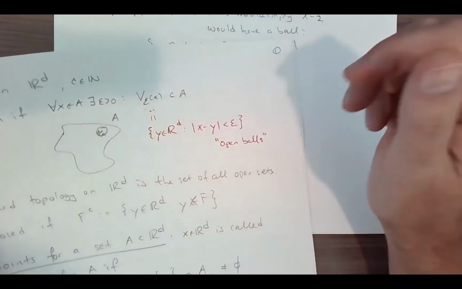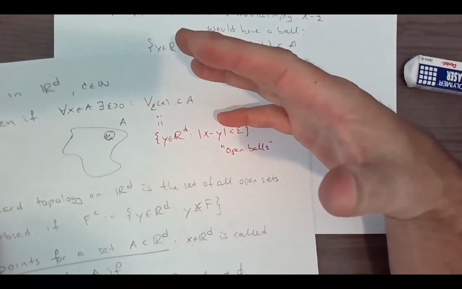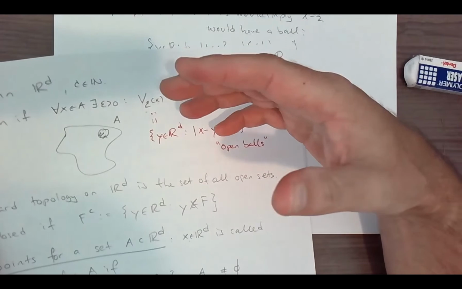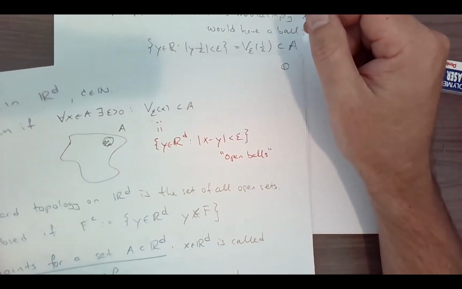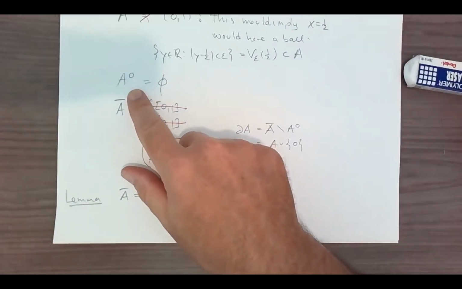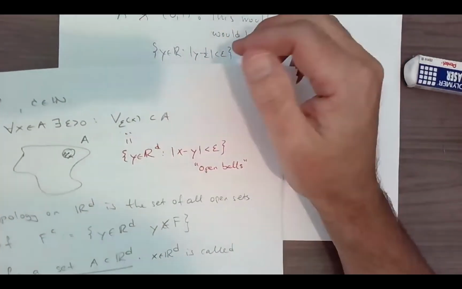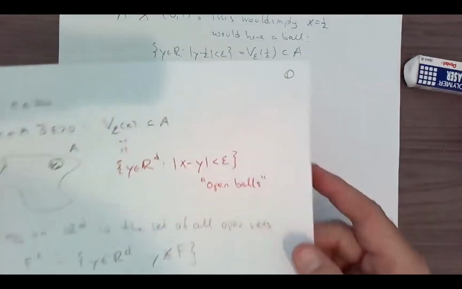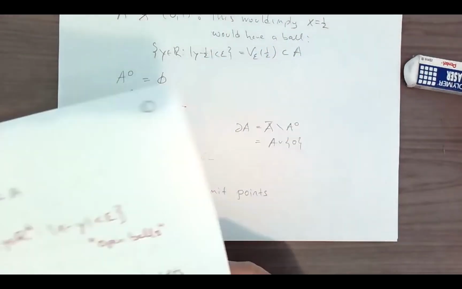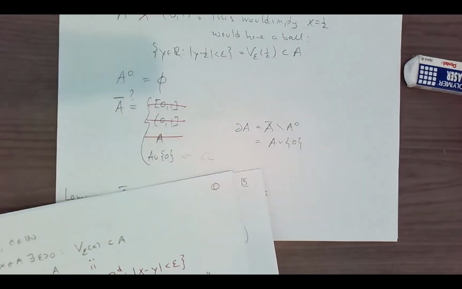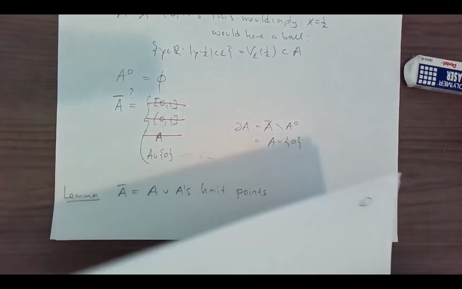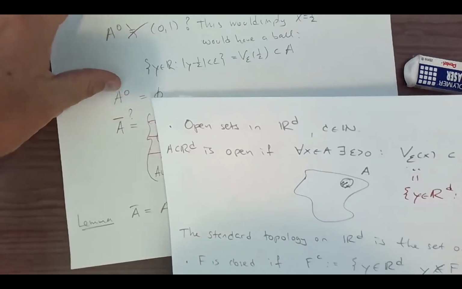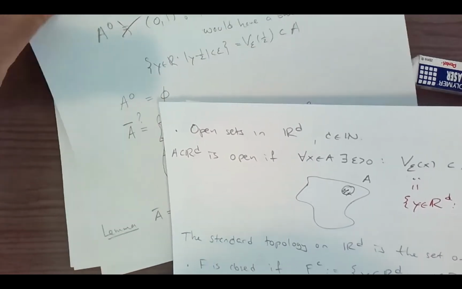And the same thing with the interior, you want a big set that is open, and you want the biggest possible, right? But it has to be inside. So this A open here is the biggest open set that's inside A, right? And then you look at the differences, and this is where you get the boundary points. So you take a set, you can do these operations on it. Yeah. Any questions on this?